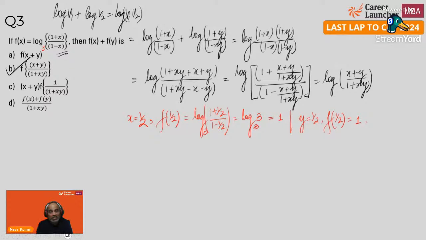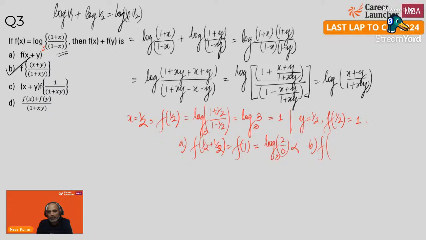Now, once this is done, I'll have to use the options. So if I use the first option, my first option will tell me f of 1 by 2 plus 1 by 2, which is going to be f of 1, which is going to be log of 2 upon 0 to the base 3, which is not defined, right? So A can't be our answer. Then I'll have to go after option B.